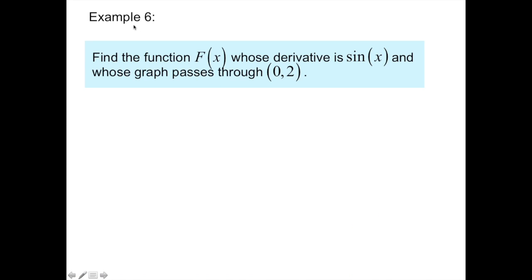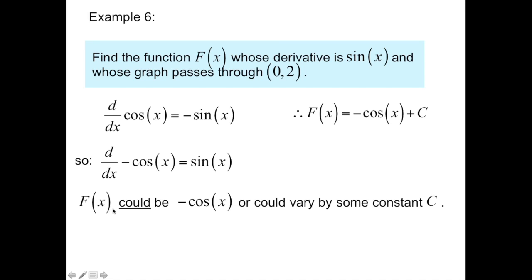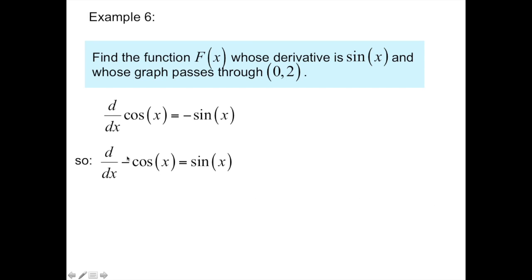So let's try this example. Find the function, and I'm calling this big F of x. The fact that this is capitalized is really significant. We're going to find a function, let's call it big F, whose derivative is sine of x, and whose graph passes through 0, 2. So think about what function we could take the derivative of to get sine of x. Okay? We know that the derivative of cosine is negative sine. That's close. I want just sine. That being the case, if we take the derivative of negative cosine, we should get positive sine. So this function, big F, must be negative cosine of x.